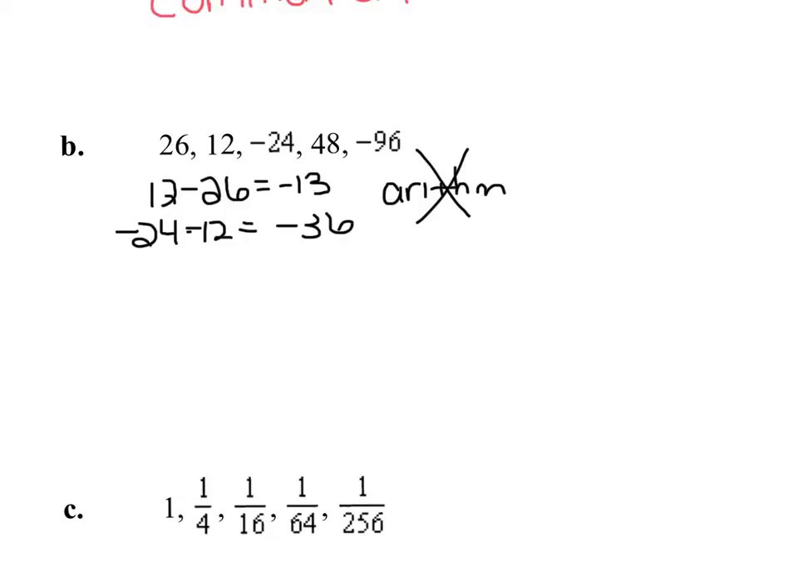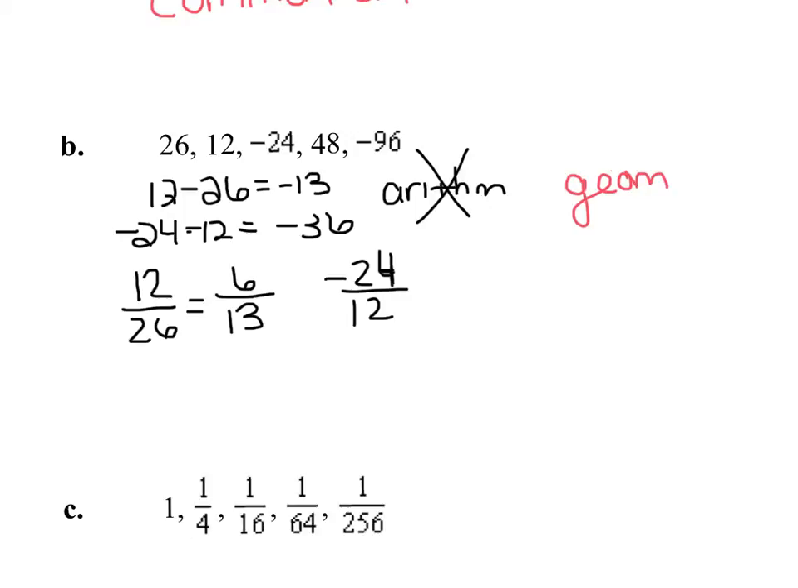And then what we would try is geometric. How we try geometric is by dividing 12 over 26, which would reduce to 6 over 13. And then if I do that again for the next one, negative 24 over 12, well, this is definitely not 6 over 13 because the numerator is larger than the denominator. So it's neither geometric nor arithmetic. So we should write neither next to this one.